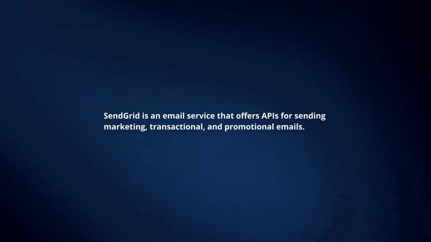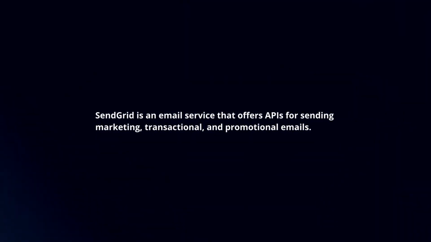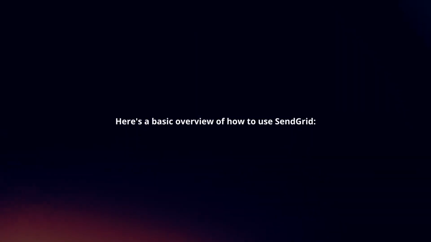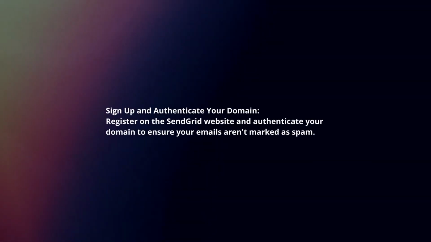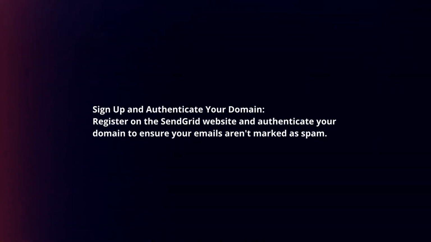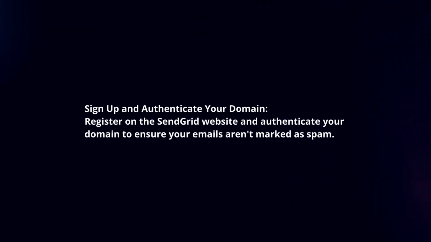Sendgrid is an email service that offers APIs for sending marketing, transactional, and promotional emails. Here's a basic overview of how to use Sendgrid. Sign up and authenticate your domain. Register on the Sendgrid website and authenticate your domain to ensure your emails aren't marked as spam.